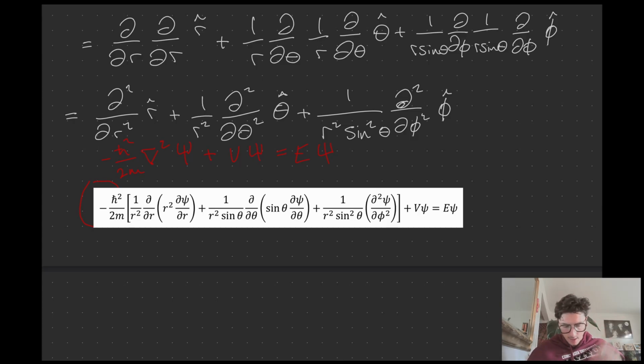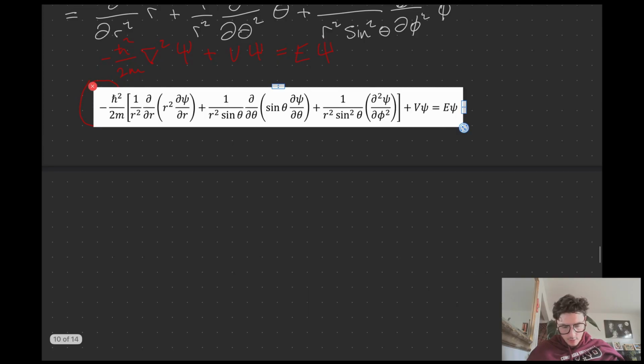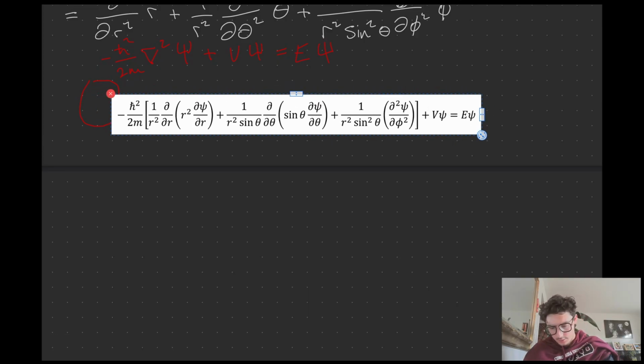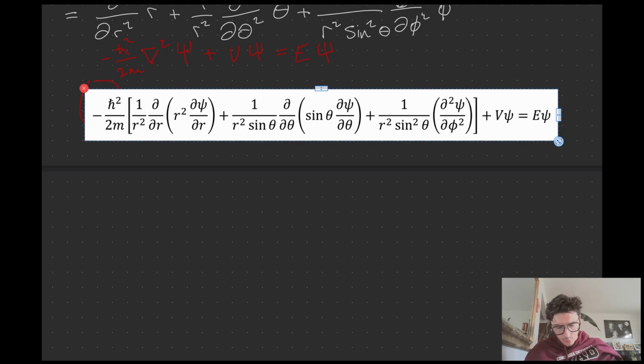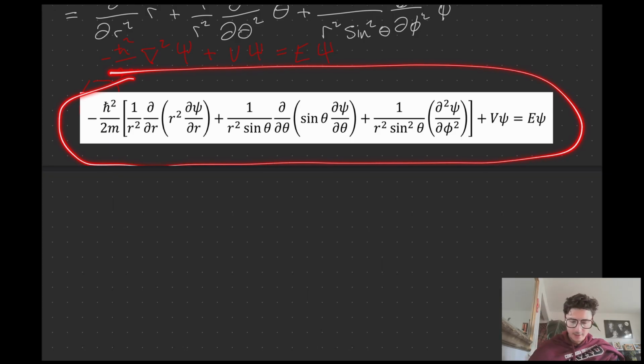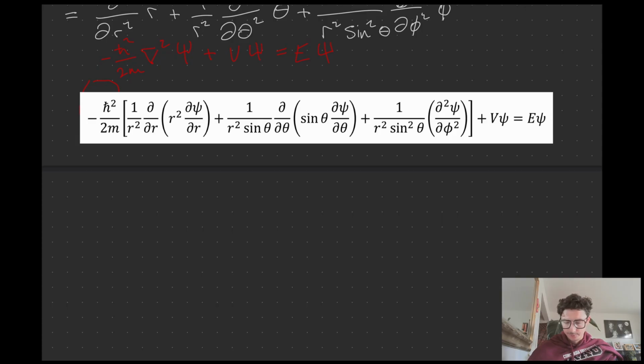But that's fine. What we have here is checkpoint 2, which is the Schrödinger equation in 3 dimensions with the spherical coordinates and the spherical coordinate Laplace operator. Now what do we do? We have this amazing looking equation, super cool, super interesting. How do we solve it?